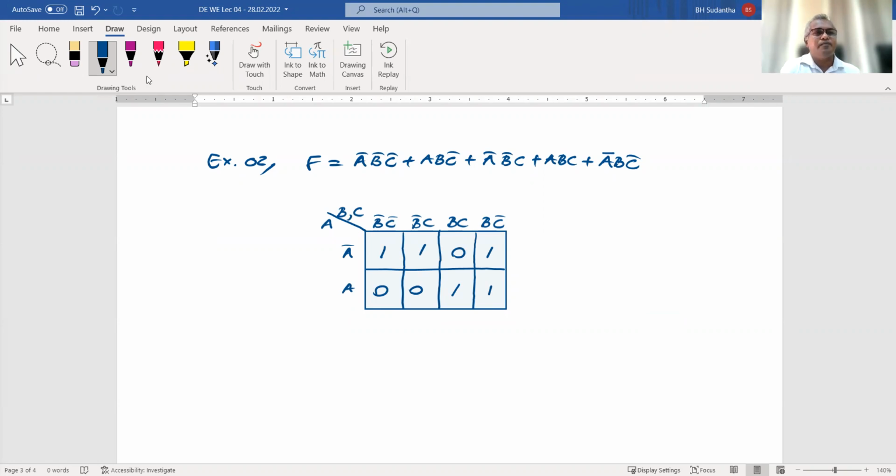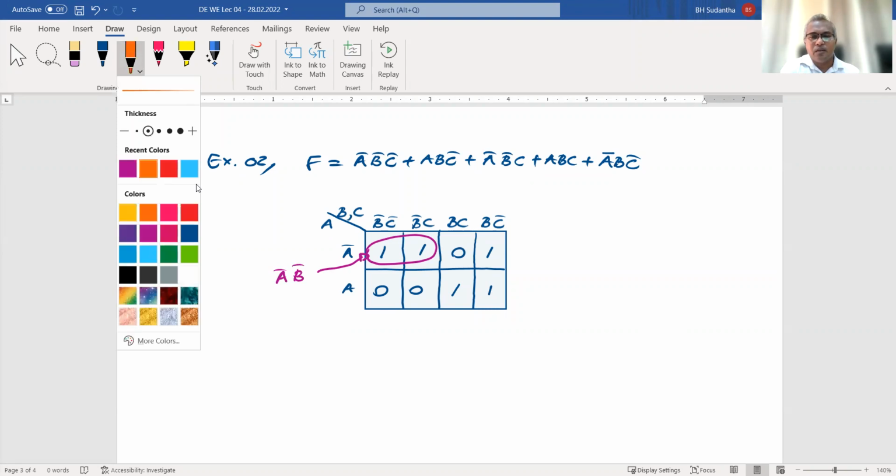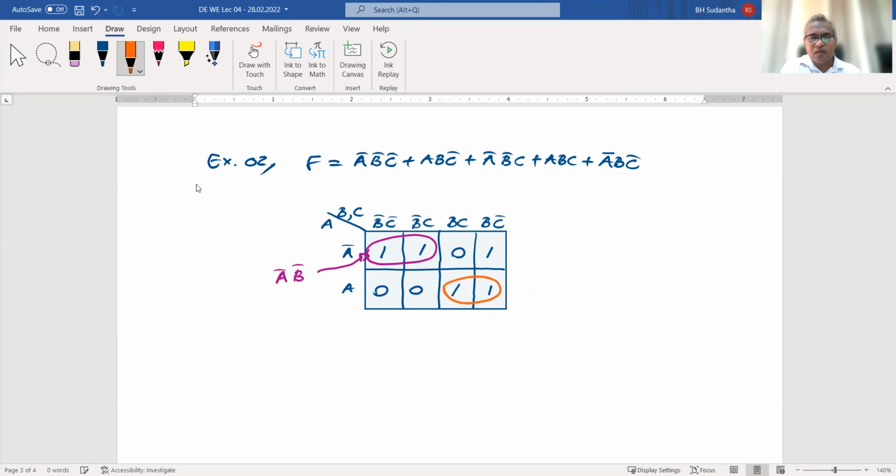How can we mark? This one. And what is this group? This is A bar. We need support from A bar because it's on the A bar row. Then we need support from these two coming from top. And what is that? It's B bar. Okay. Then we have to mark this one. And what is this? This is A, B. Okay.